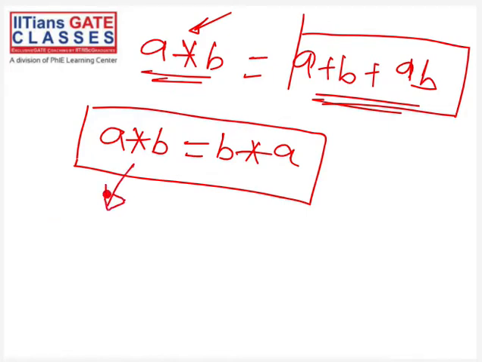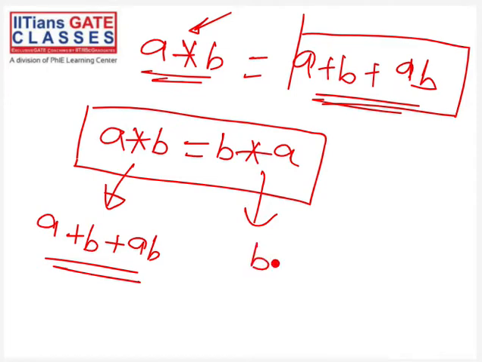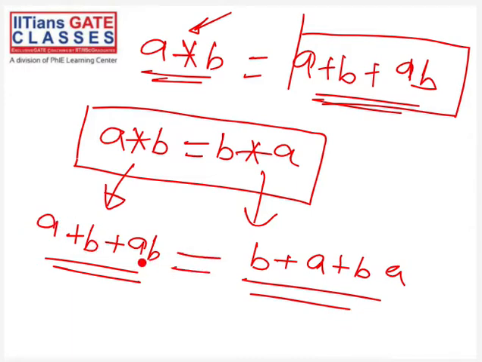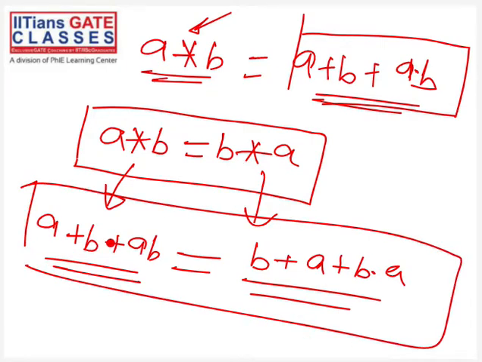So let's check what a star b is. A star b is very simple. This is a plus b plus ab. What is b star a? B star a will be b plus a plus ba. Now you can see both of these are exactly equal. A plus b plus ab is equal to b plus a plus ba. Remember, this is multiplication. So these two are exactly equal. Hence we can say that this star operation is also a commutative operation.